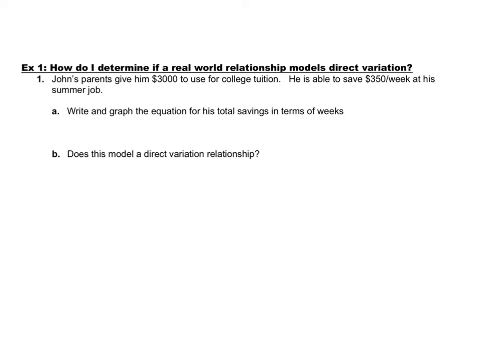All right, so how do I determine if a real-world relationship models direct variation? John's parents gave him $3,000 to use for college tuition. He is able to save $350 a week at his summer job. Write and graph the equation for his total savings in terms of weeks. All right, so we're going to have our y is equal to, and his parents gave him $3,000 for the tuition, and then now he's able to save $350 every week.